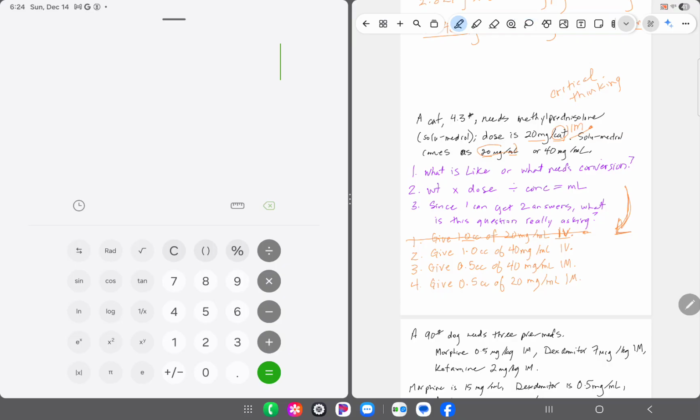So you see where they try to trick you? If your brain is going too fast like mine usually was on these questions, you start running into problems like that. So let's see what the second one says. Give 1 cc of 40 mg per mil IV. Well, great. We can already not even bother with figuring out math or anything because the question said I have to give it IM, and this answer says IV. 2 is wrong. Don't even have to figure out if 40 mg and 1 mil, none of that.